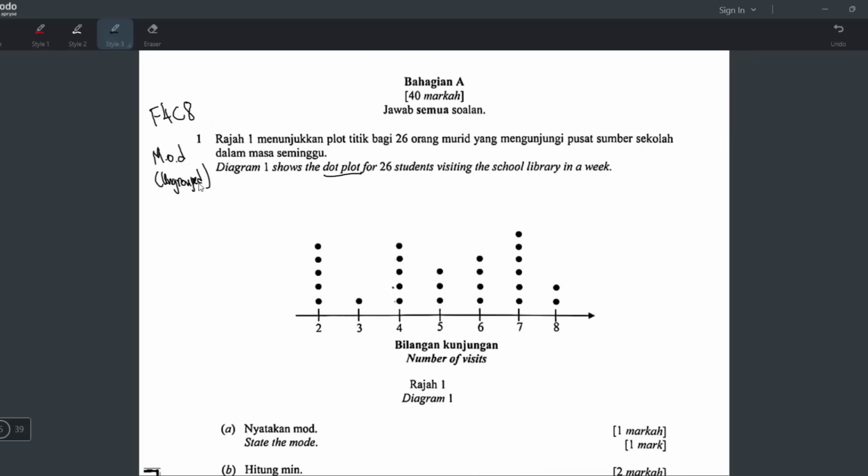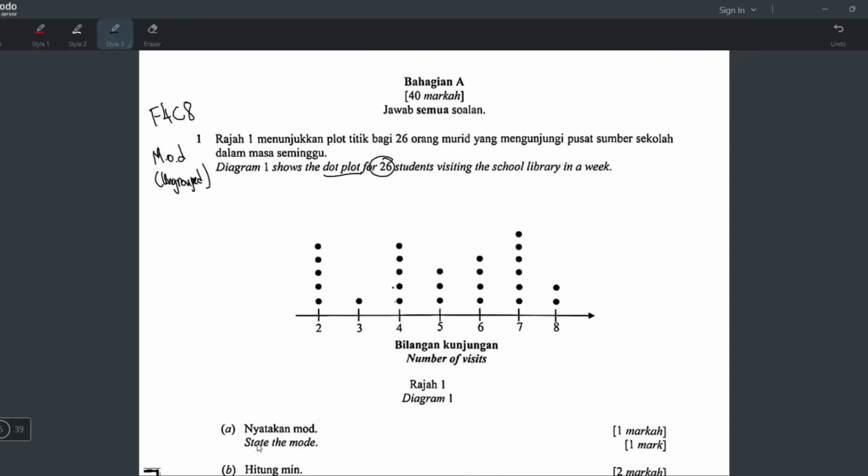And what's the difference between group data and ungrouped data? For ungrouped data, they don't have class. For group data, they will give you class. So this one is ungrouped data. And we use dot plot to present ungrouped data. Okay, and then it says this is the dot plot for 26 students visiting the school library in a week. It means there's total 26.